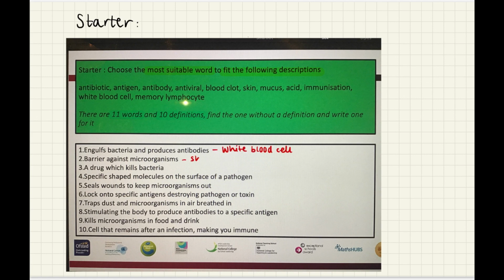As the answers appear on the screen, just check that you've matched up the right ones.